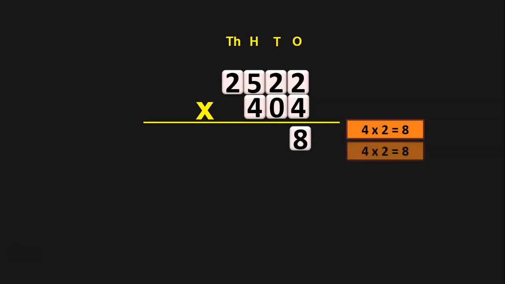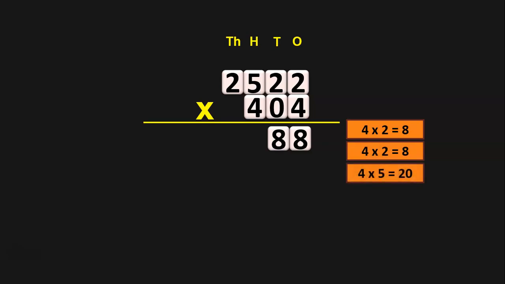Okay, the next example that we are going to see is we have a 4-digit number to be multiplied by a 3-digit number. The difference here is this 3-digit number has a 0. So let us see how we are going to do this multiplication. As usual, begin the multiplication from the ones place. 4 into 2 is 8. So put 8 in the ones place. Next, 4 into 2 is 8. And then now put the 8 in the tens place.